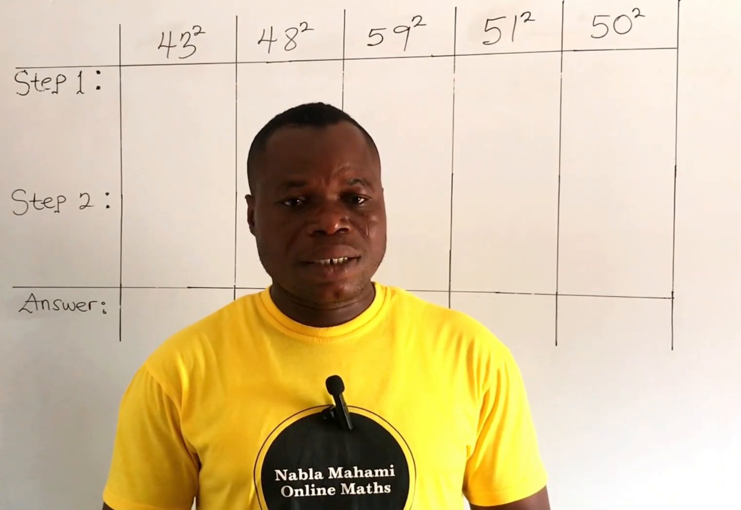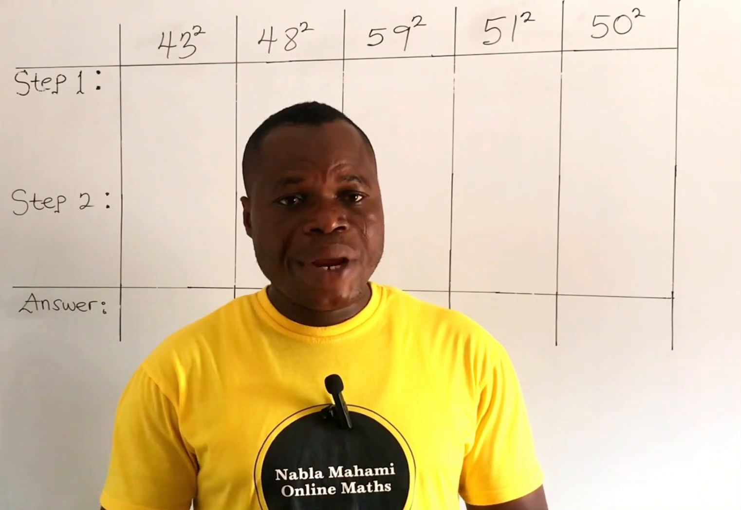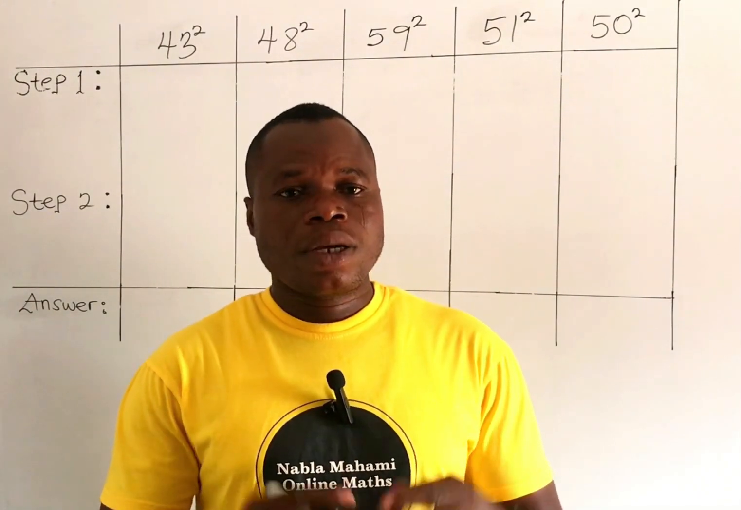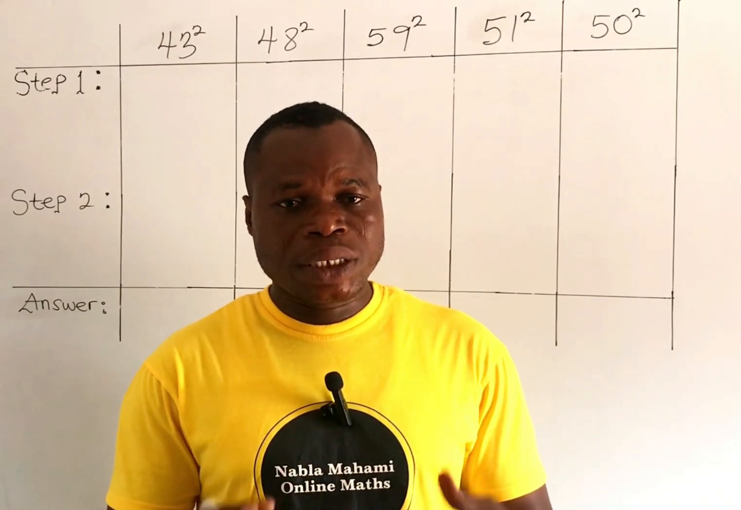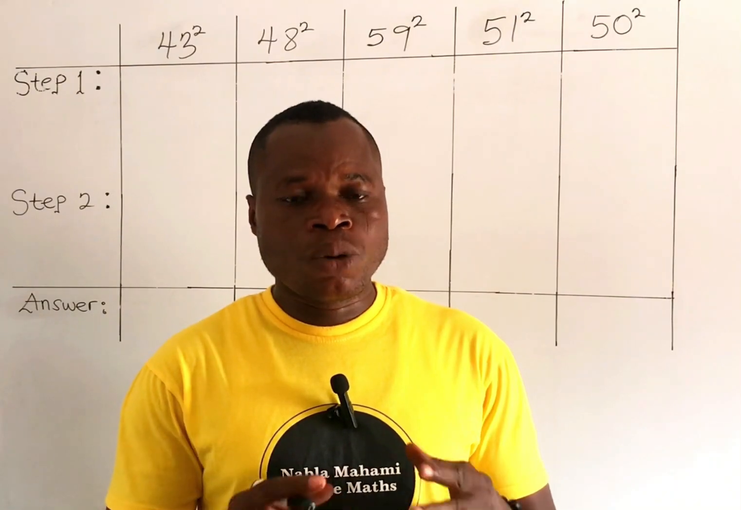In this lesson, we are going to learn the fastest way of squaring numbers that are closer to 50. And I have some examples on the board to illustrate this concept. So let's go through the examples on the board.